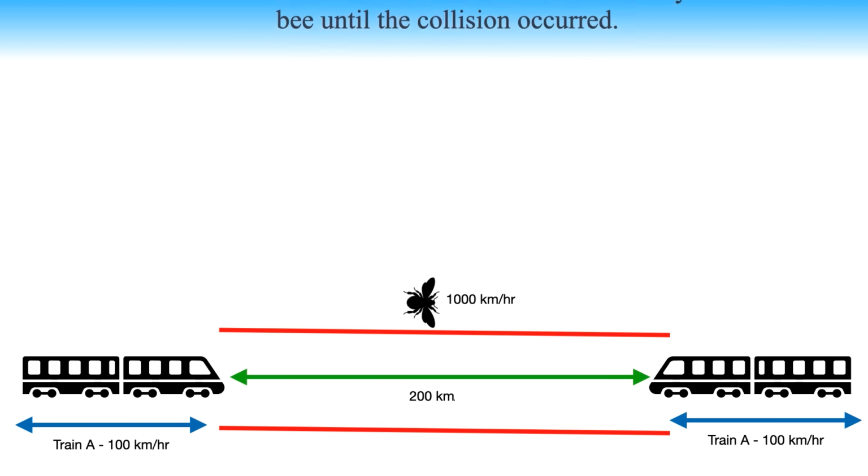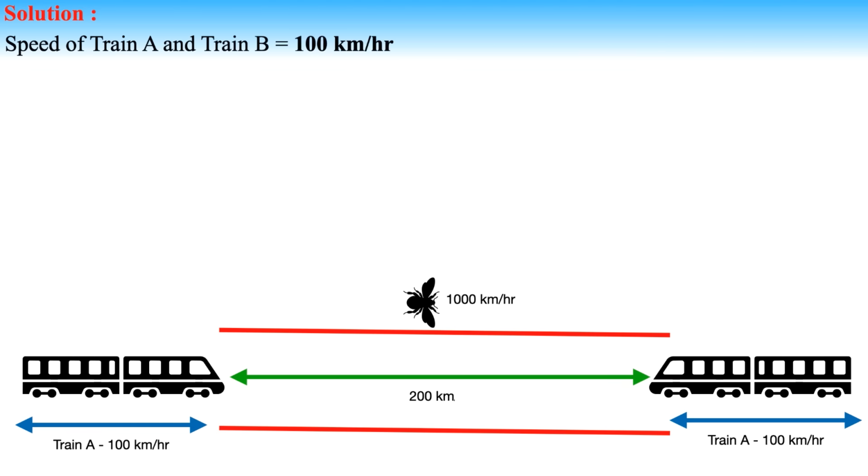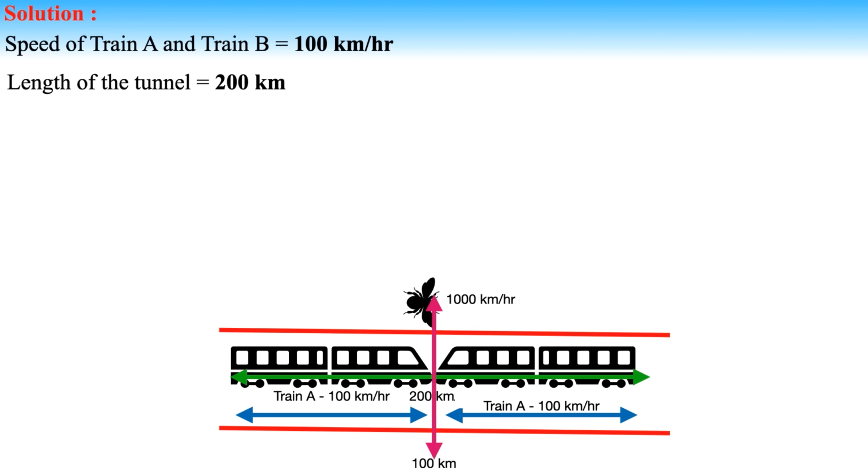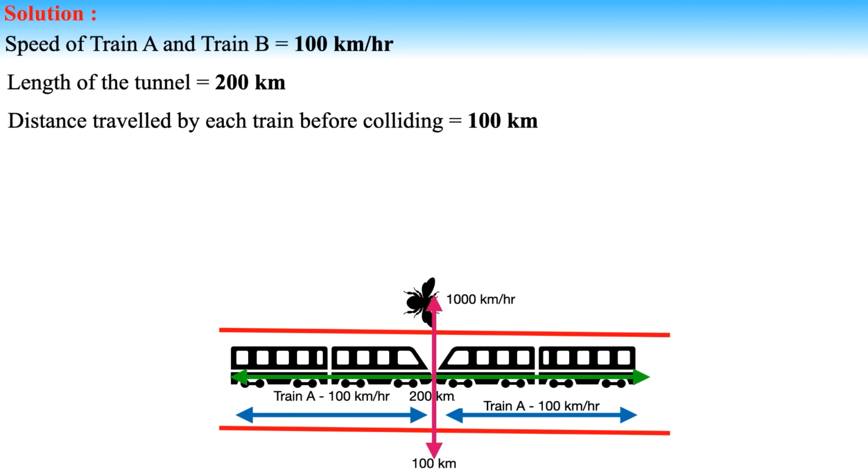Let me explain the solution now. This puzzle can be solved with the help of basic physics and observation. We know that the speed of train A and train B equals 100 km per hour. The length of the tunnel equals 200 kilometers. Since both trains are traveling at the same speed, they must have traveled an equal distance before colliding, which means that they must have collided at the halfway point of the tunnel. Therefore, the distance traveled by each train before colliding equals 100 kilometers, because the length of the tunnel is 200 kilometers.